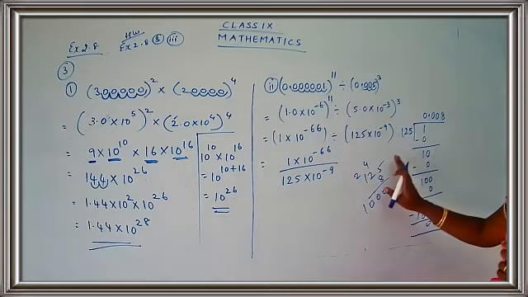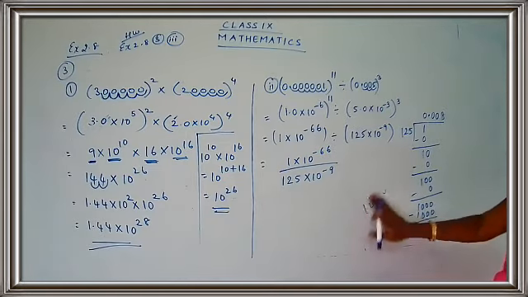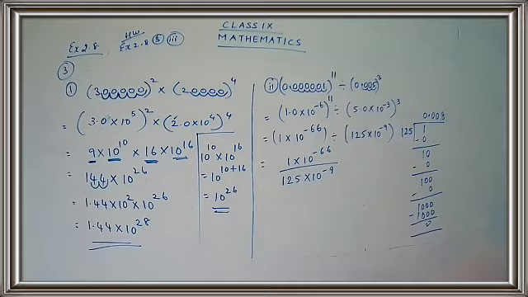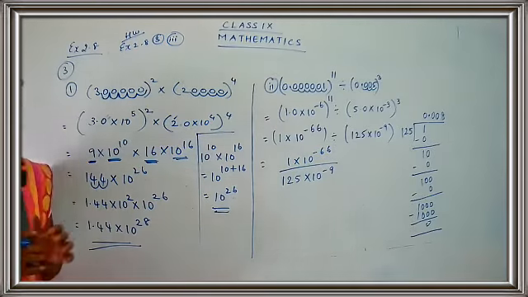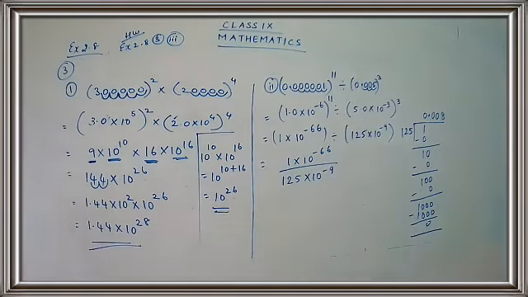I get the answer as 0.008. So when I divide 125, that is 1 divided by 125 is 0.008. The answer is 0.008. I hope you are clear with the division. Shall I explain the division once again?